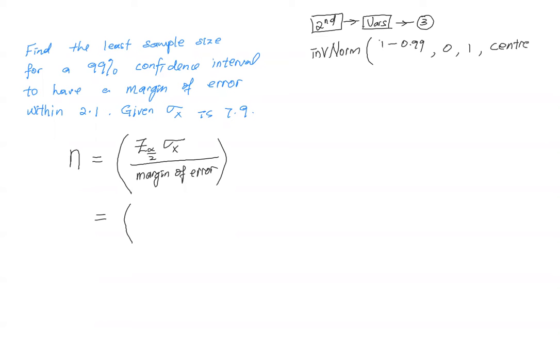There are two forms of calculator, correct? This is one of the forms. If you have the other form of calculator, whereby there is no center or left or right, then you have to do 1 minus 0.99, divided by 2.